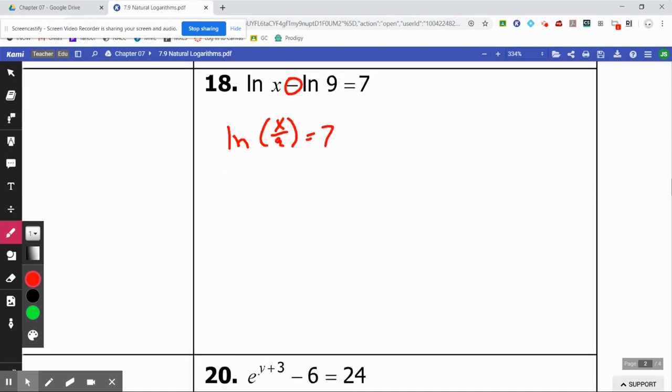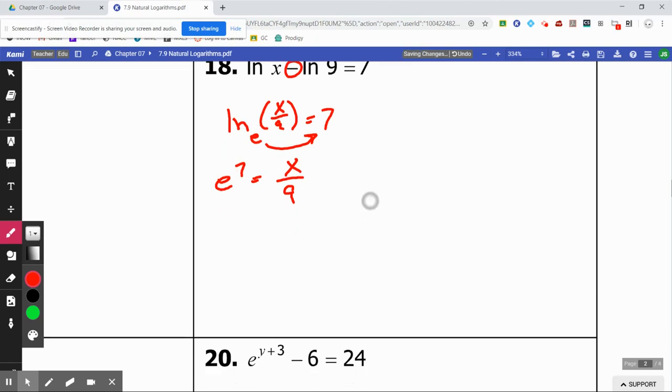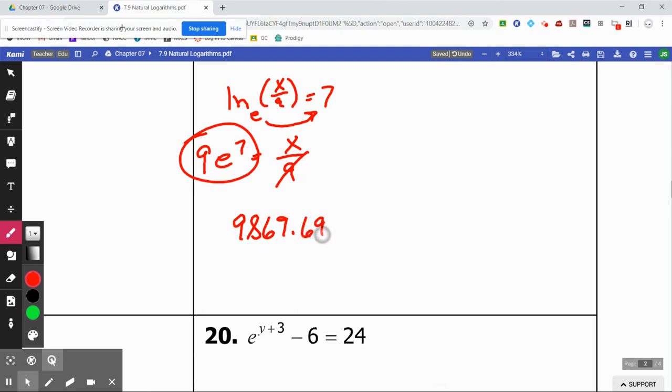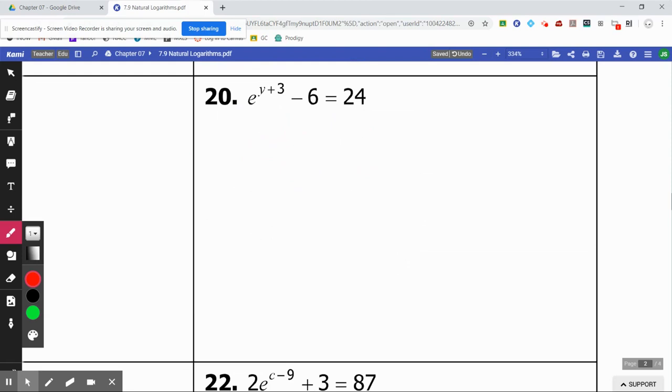Next up, we're going to change forms. The base here is e, so we're going to do e to the 7th is equal to x over 9. And you can change it to a decimal here, or I like to just wait till the end. Go ahead and get rid of the division by 9 by multiplying, and x will equal 9e to the 7th, which is going to be approximately 9,869.6984. That is your value for x.